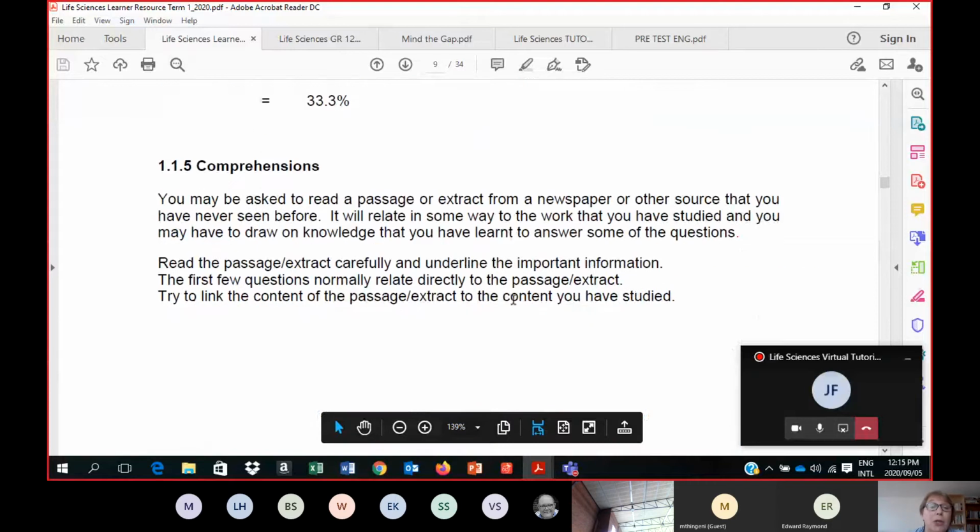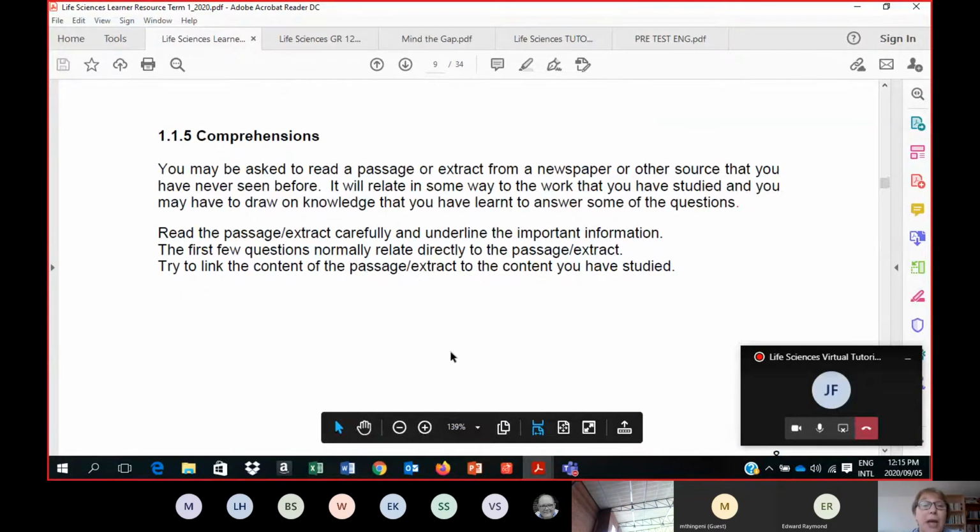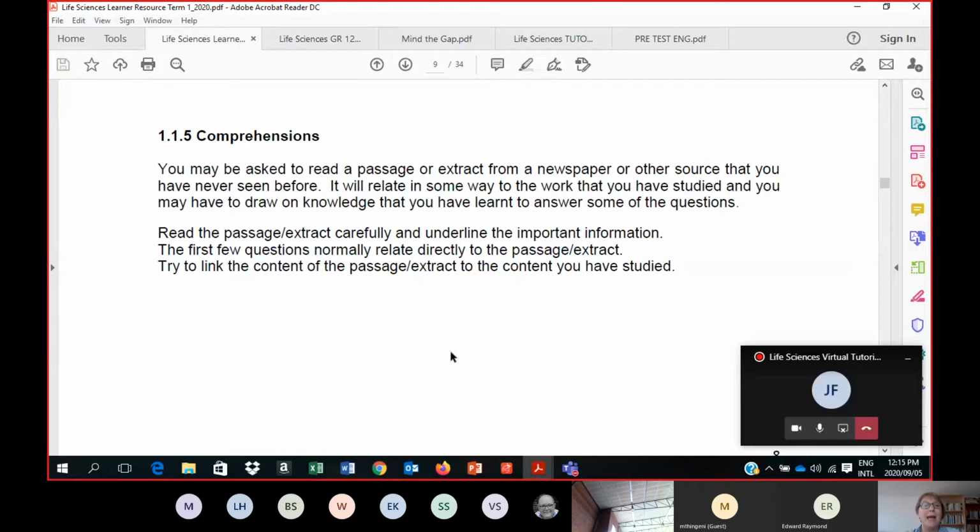Then we go on to comprehension. Now, comprehension is similar to English, I guess, when you do a comprehension exercise. So we are testing your understanding. We normally give you a passage to read. Could be a passage from a scientific journal or from a newspaper, and then we ask you questions on this to see whether you really understand it. Just remember that a lot of the answers to the questions will be in that passage. So read it very carefully. Read it 1, 2, 3 times and underline the important information to make sure that you understand everything well.